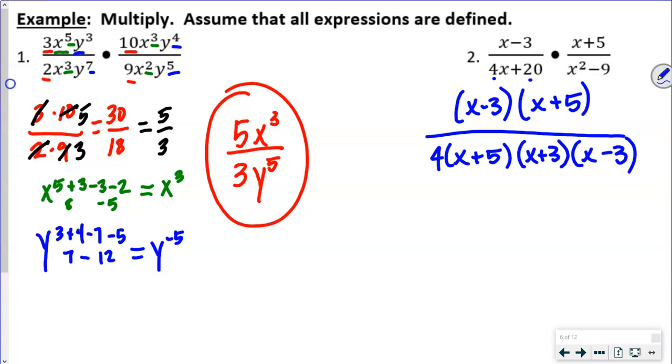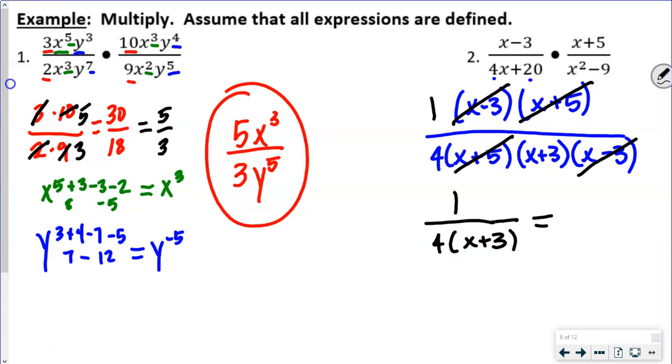Okay, so now all we have to do is mark through the things that are in the numerator and the denominator, okay? So this x minus 3 is down here, right? This x plus 5 is down here. So we're left with nothing on top, which means there's really a 1 up there. This is going to be 1 over 4 times x plus 3. Now, sometimes your answers will be multiplied out, y'all. So sometimes your answers will be 1 over 4x plus 12, okay? So either one of those is correct, okay? Because they are the same thing.